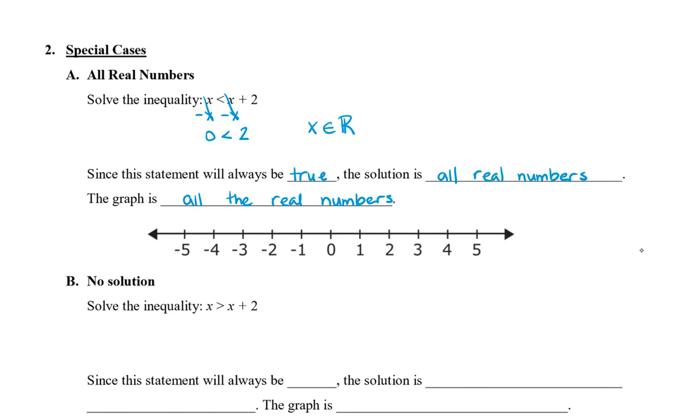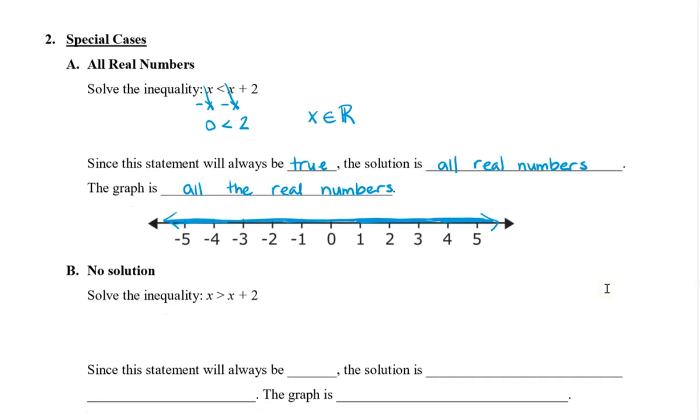So when we graph this on the number line, we're actually going to color in everything because all the numbers will work. So no matter what number you plug in and substitute for x into the inequality, the left side will always be smaller than the right side, which makes sense because we're always adding 2 on the right side. So the right side will always be bigger than the left side.